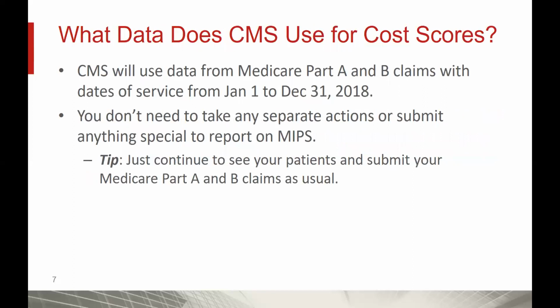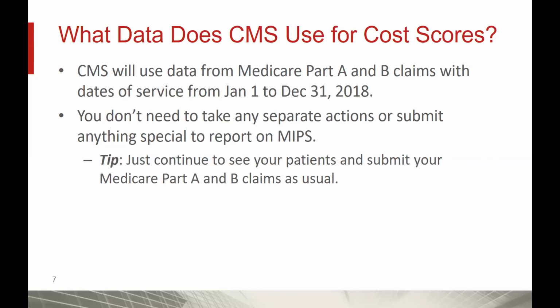So what data does CMS use for measuring the cost performance category? You might be happy to find out this is one of the easiest and most streamlined ways to submit your data. In fact, you actually don't have to do anything. So CMS will use data from your Medicare Part A and Part B claims with dates of service from January 1 to December 31st, 2018. So that's known as the performance period for this reporting year.